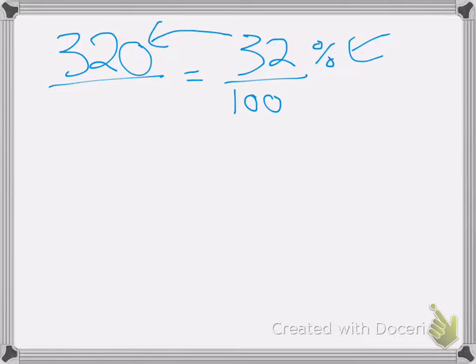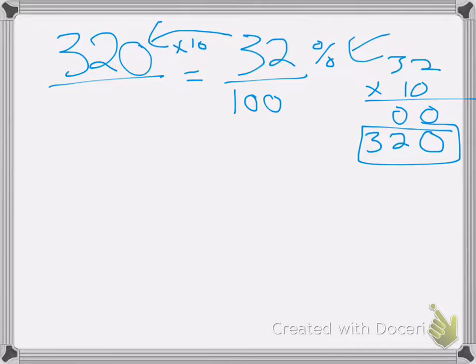From 32 to 320 is times what? Well, times 10. Okay, because 10 times 32, 0, 0. Add a 0 placeholder. 1 times 2 is 2. 1 times 3 is 3, 320 when we add it all up. So 32 times 10 is 320. So what I do on the top, I have to do on the bottom, times 10. 100 times 10.